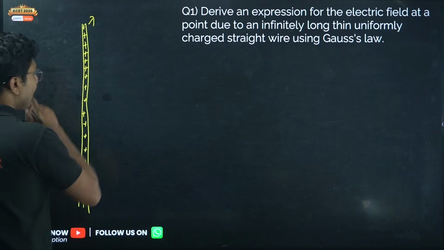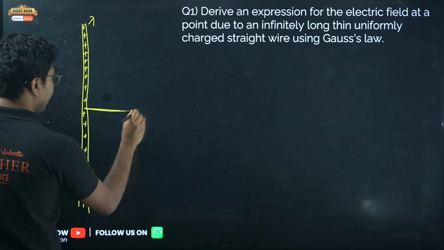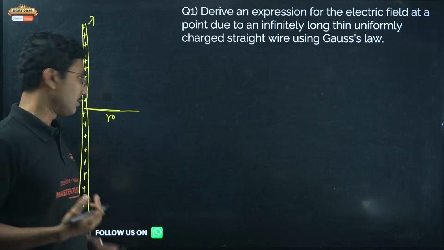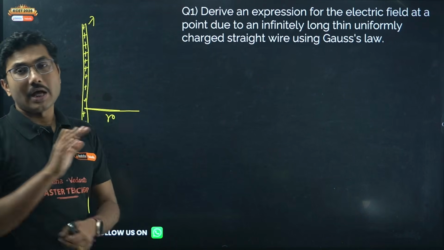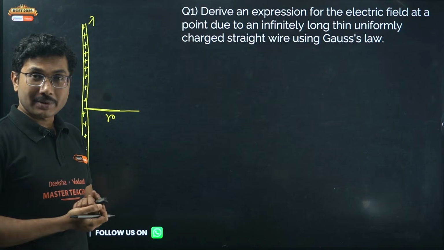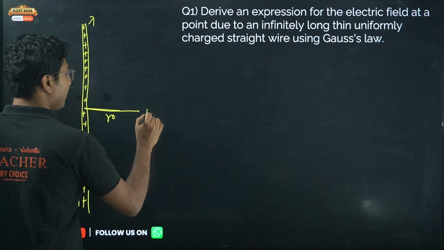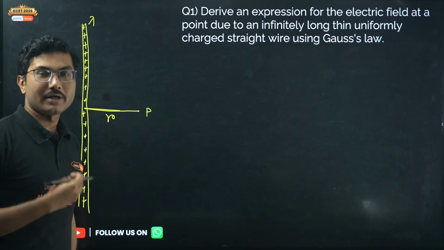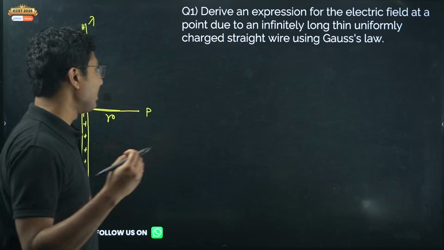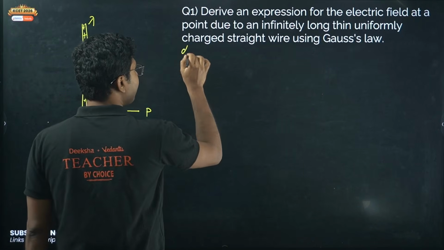Now we are trying to find the electric field at a distance small r. Remember the steps. Even though you can draw the diagram according to your own suitability, when you are writing, this point P comes first. So we are trying to find the electric field at a distance r from the wire at point P. Now you have to mention, let us construct a Gaussian surface.